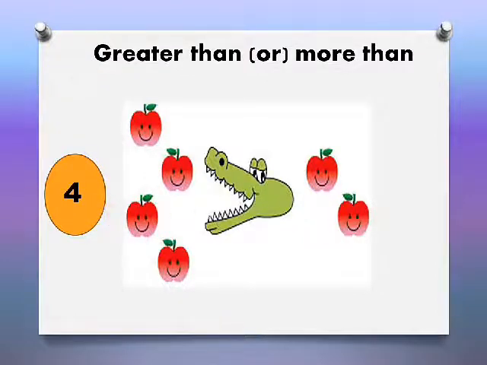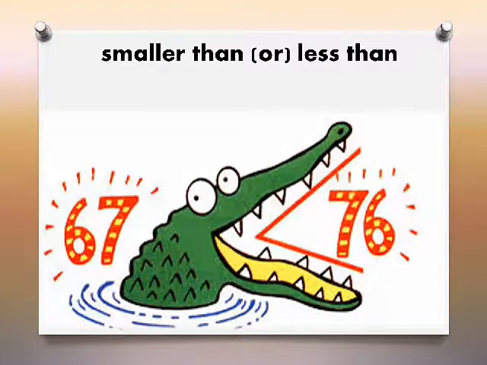That means the biggest mouth side faces towards the biggest number. Likewise, the smallest mouth side faces towards the smaller number. Did you understand children? I hope you understood how to use the symbol in the correct places.